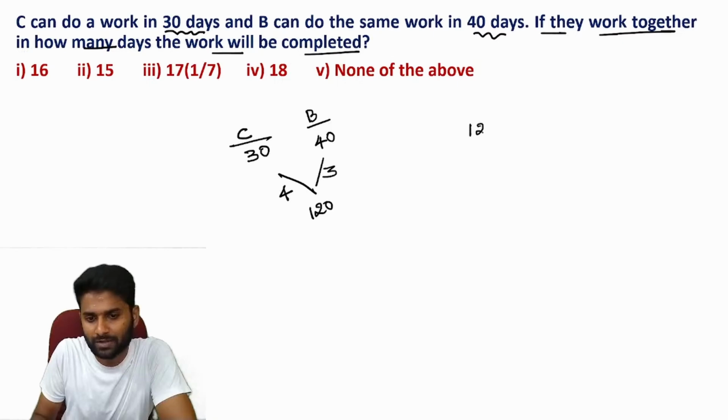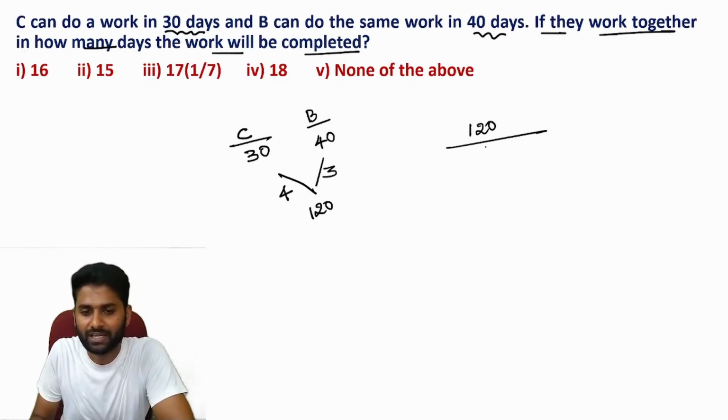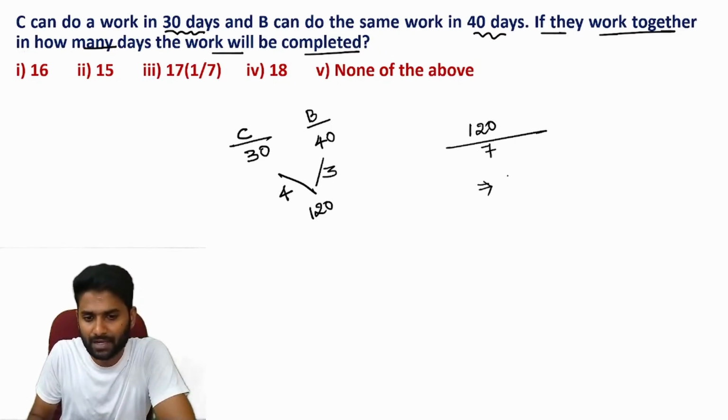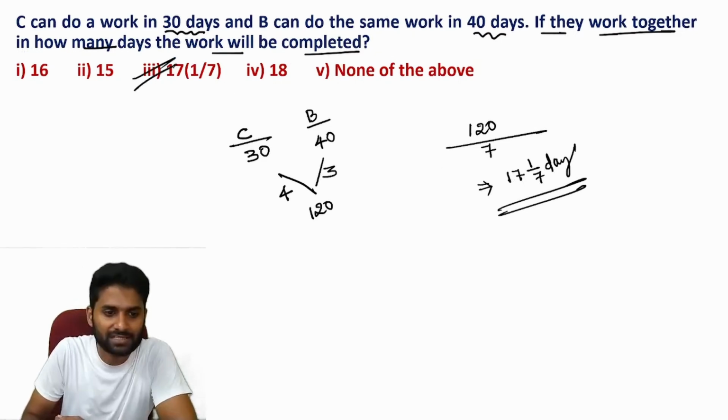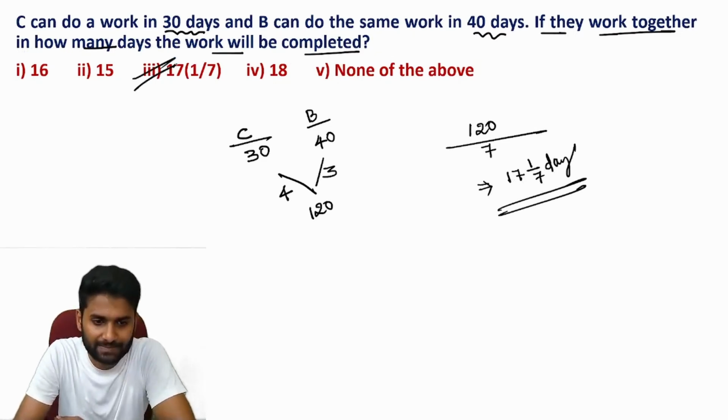Now here the question. 120 units. Now we are assigning C and B together. If both work together, they will finish 7 units per day. For 120 units, how much time does it take? Now see, if 7 is multiplied with 17, it is 119. Remainder is 1 by 7 days. So here the answer is 17 1 by 7 days.